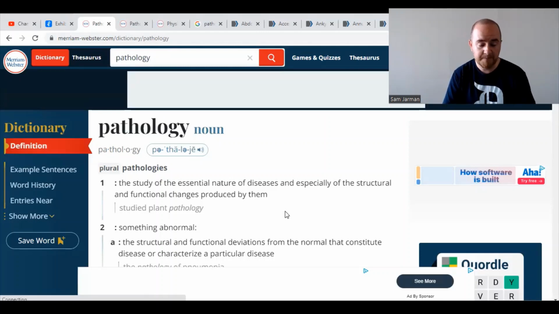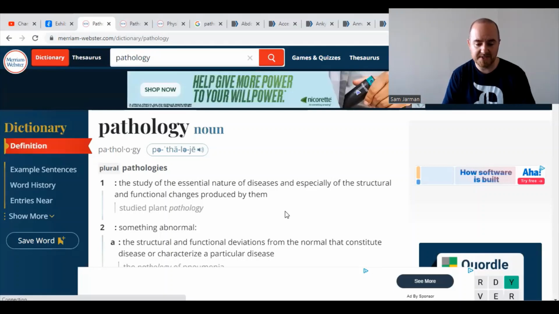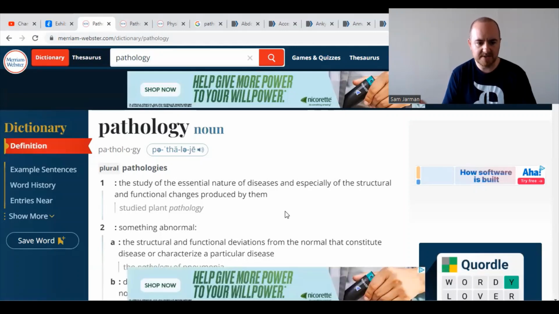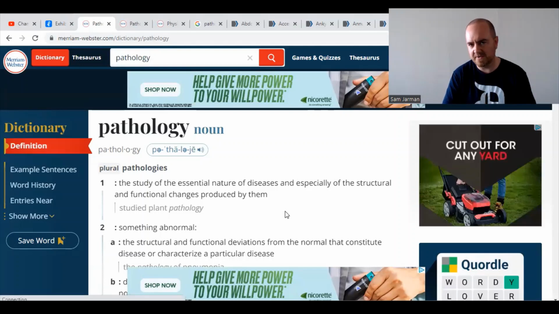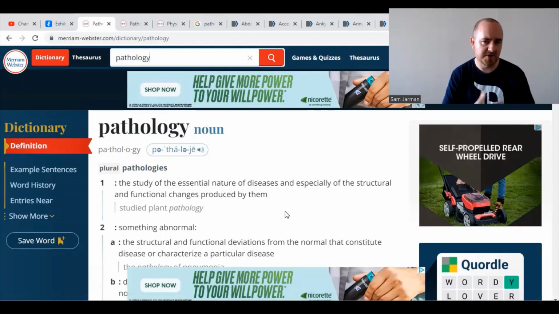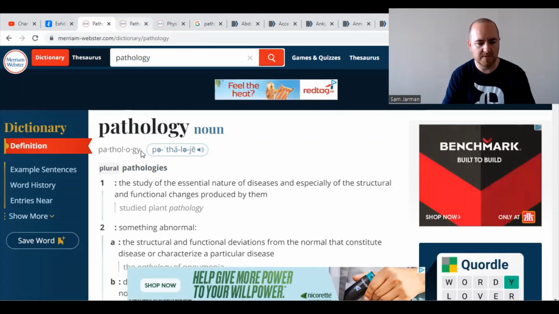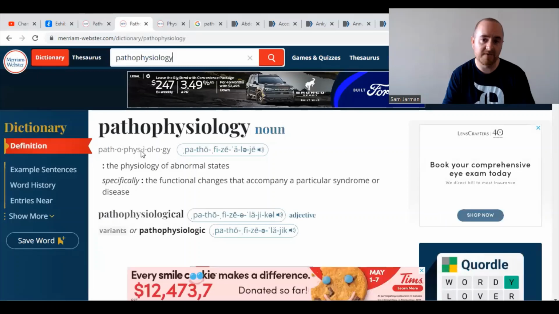So, pathology, defined as the study of the essential nature of diseases and especially the structural and functional changes produced by them. Now, if you're going to contrast this, then you can maybe pull this back and say it's just the identification of a condition or a disease, like the identification in and of itself, not necessarily any further description. It's just the steps you would take to name or identify a condition or a disease, not necessarily the process, but the disease, right? So then we go over to pathophysiology so that we have something to contrast against.